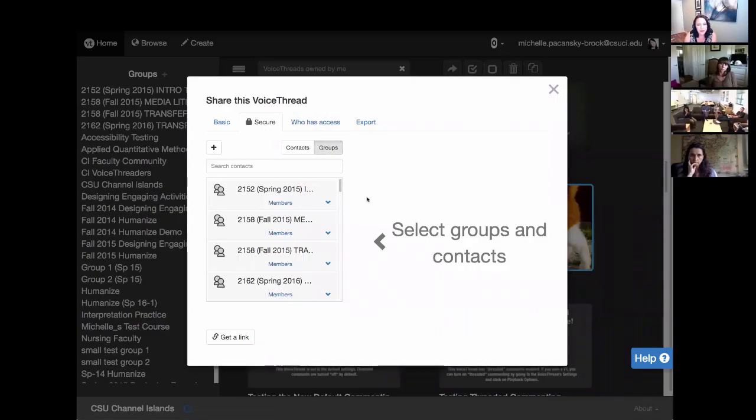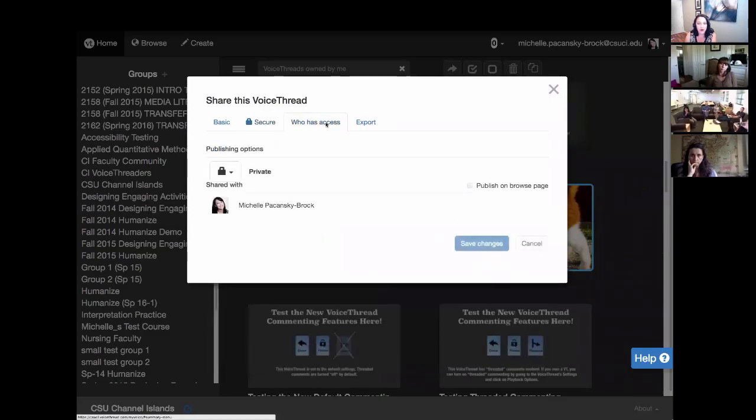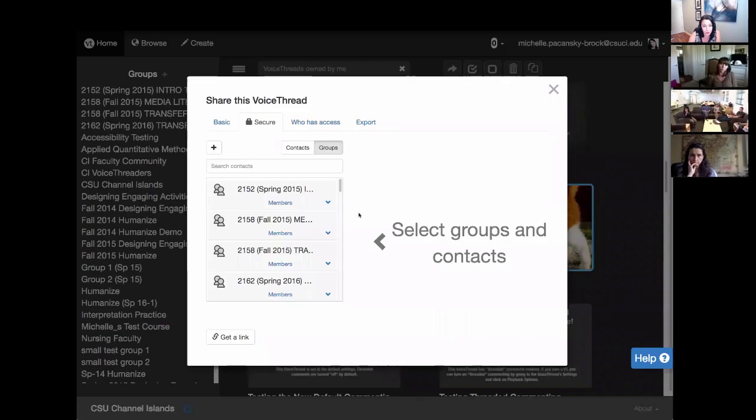Now what I can do is basically already just go to who has access, and it's going to show me who I've shared this with. So right now I haven't actually shared it with anyone. So if I wanted to share it with a group, and by the way, every time you use VoiceThread and CI Learn, it creates what I'm calling a group for your class. And then as students come in and access the VoiceThread, they get added to that group. So that's the way that works.